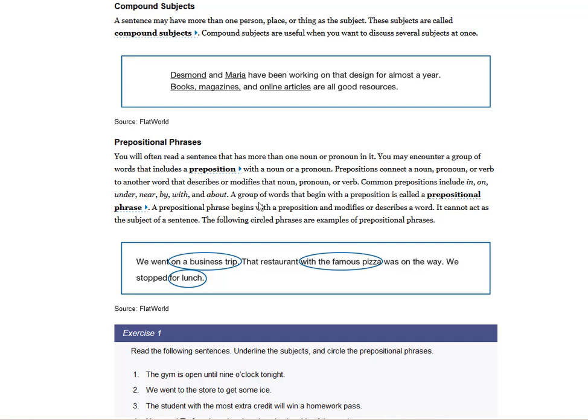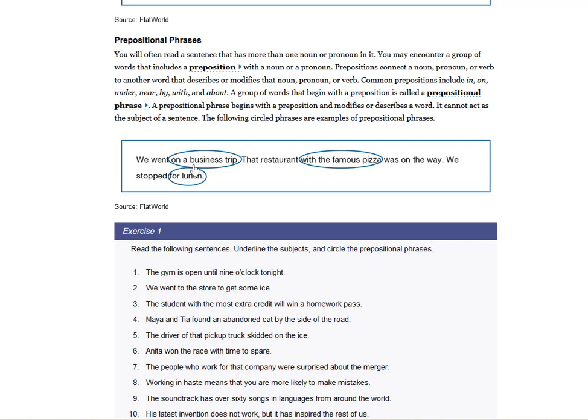A group of words that begins with a preposition is called a prepositional phrase. A prepositional phrase begins with a preposition and modifies or describes a word. It cannot act as the subject of a sentence. The following circled phrases are examples of prepositional phrases. We went on a business trip. That restaurant with the famous pizza was on the way. We stopped for lunch. So on a business trip, with the famous pizza, and for lunch are all prepositional phrases.